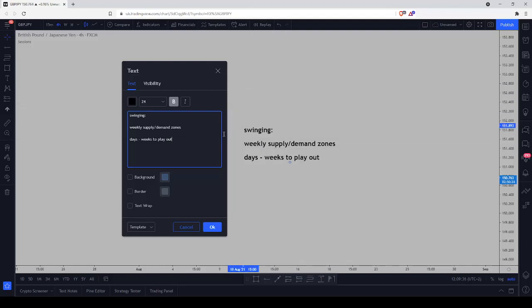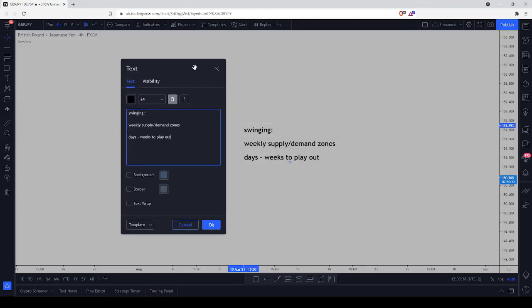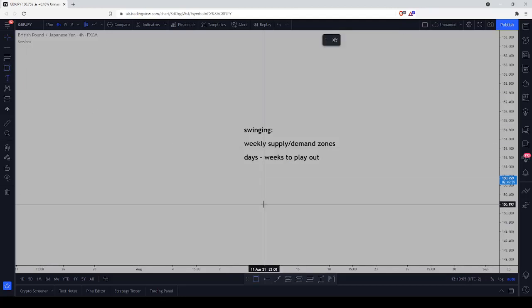I've seen other people who use a 4 hour time frame, and they're holding a trade for 2 days, and they're swinging already for them. That's definitely not for us. So swinging for us would be weekly zones, and that would take some days or some weeks to play out, depending on the target and depending on our bias as well on the monthly time frame. So this is basically what swinging would look like for us.